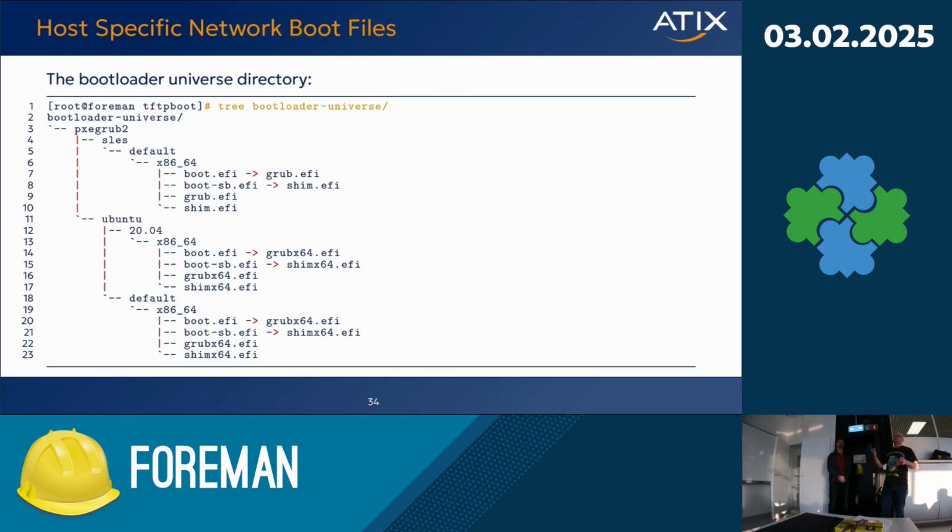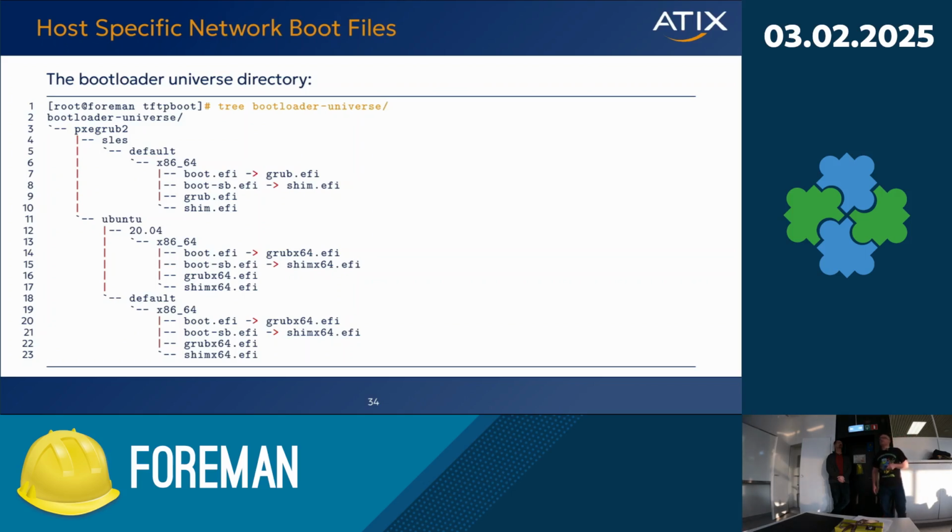It's a specific structure chosen. All in common is we have the operating system name and operating system version, and also a default version. So if the operating system version is not provided in the bootloader universe, the boot file name will point to the default version. And we prepared the structure to be able to add boot files for other PXE loaders, despite PXE grub2, and also to add other architectures, despite AMD64.